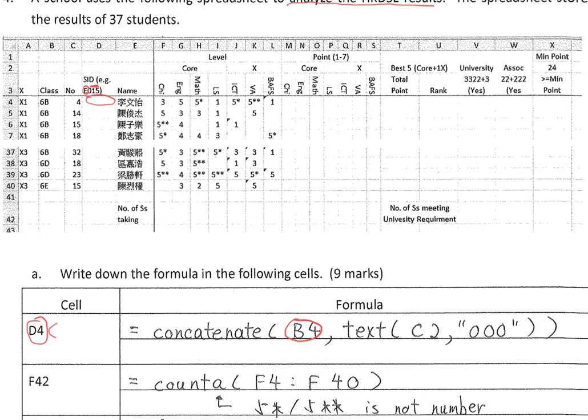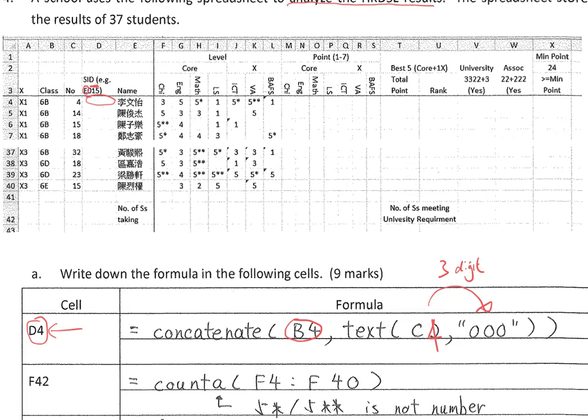For D4 we'll take out B4, so this is the class, and then concatenate with C4. It should be C4, that is the class number. And then the class number should have 3 digits, so you can see that it is 000.